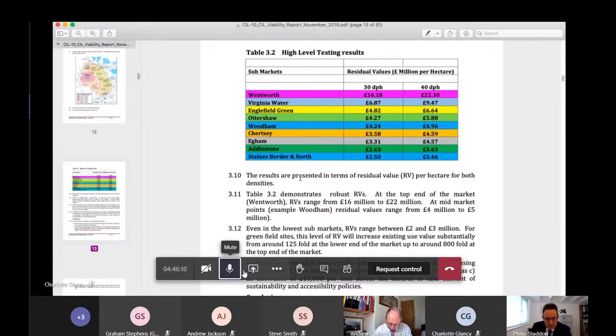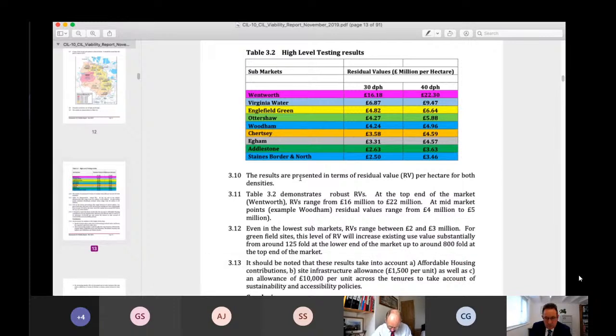The figures are residual values, so they are the difference between costs and gross development value, taking into account affordable housing at 35%, as it says in paragraph 313, a site infrastructure allowance at 1,500 per unit, as well as an allowance of 10,000 per unit across the 10 years, to take account of sustainability and accessibility policies that we discussed before lunch.